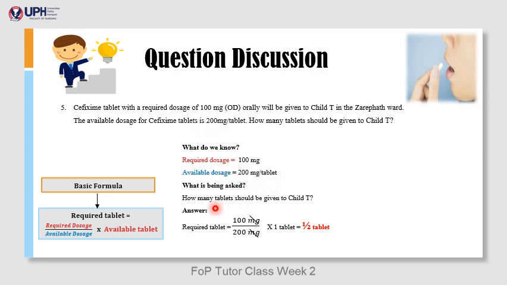Now, how many tablets should be given to child T? Because it's only once a day, the answer will be: required tablet equals required dosage 100 divided by 200 times 1 tablet. So it's only half of the tablet that will be given to child T in his medication.